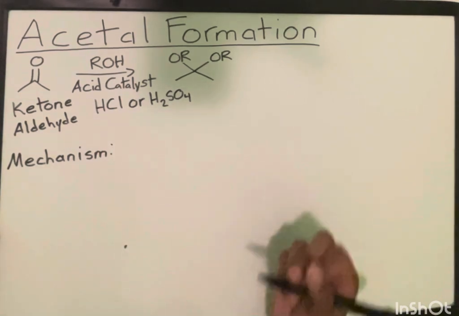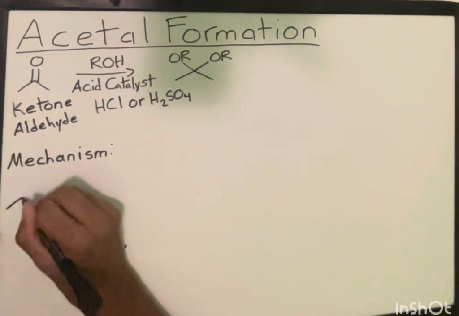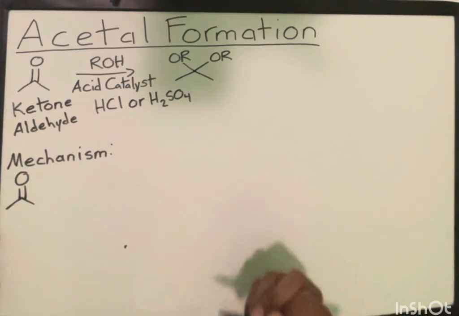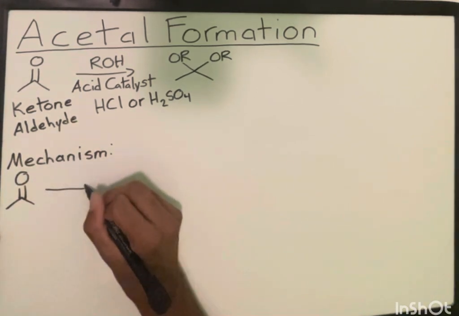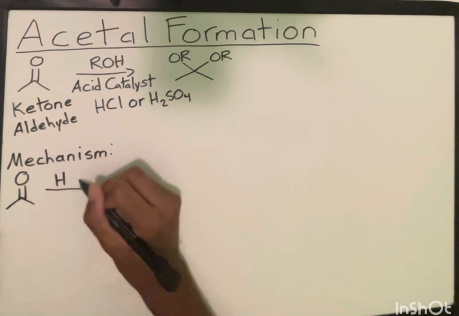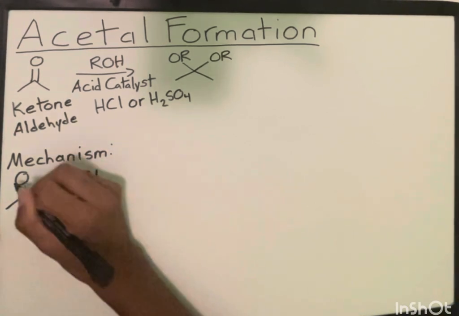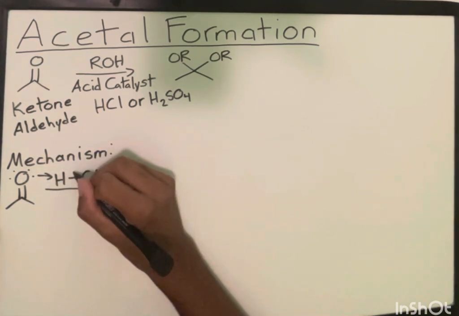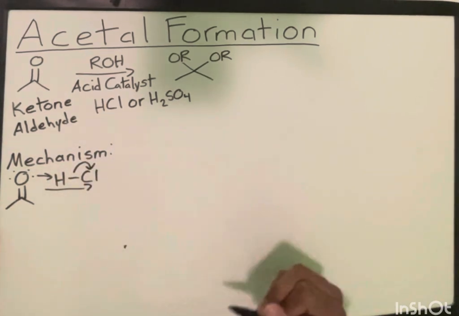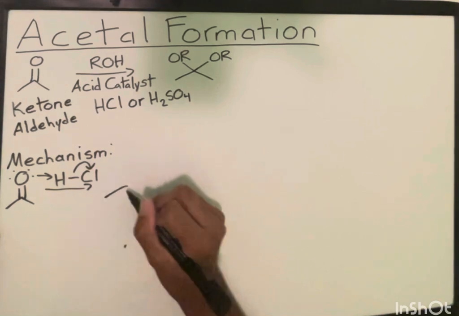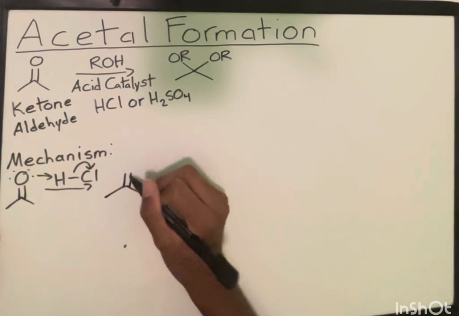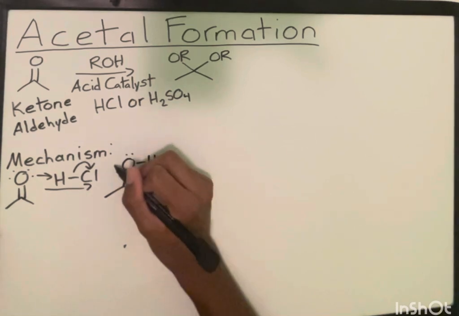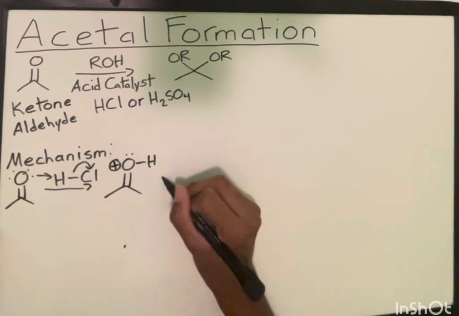So first, we'll bring in our carbonyl, which we'll use a ketone for this example, and we can react it with an acid catalyst first. So we'll use hydrochloric acid. The lone pairs on the oxygen will take that hydrogen and we'll move the electrons onto the chlorine right here. So now what we get is our double bond still to our oxygen, and then it has a bond to that hydrogen right there, so it has a positive charge.